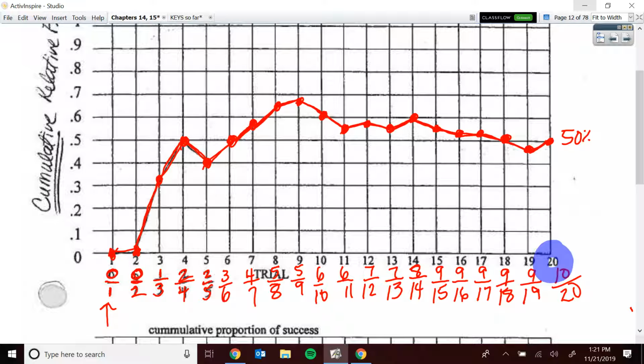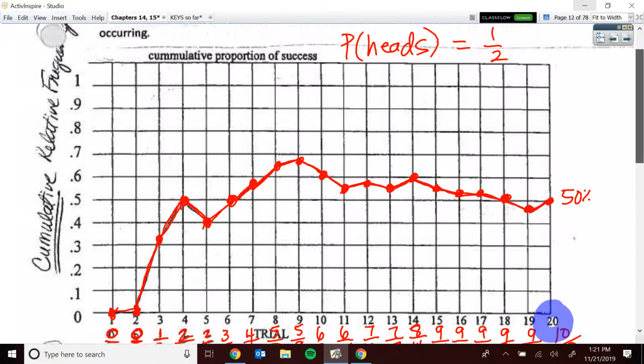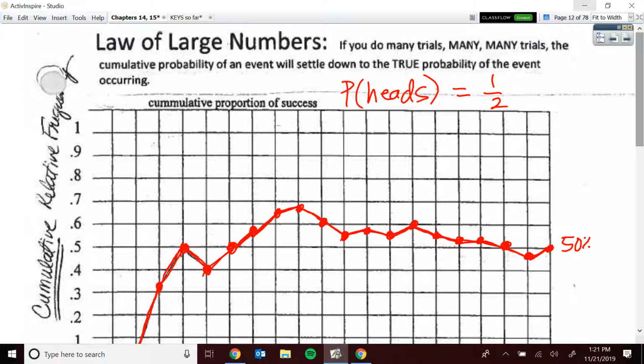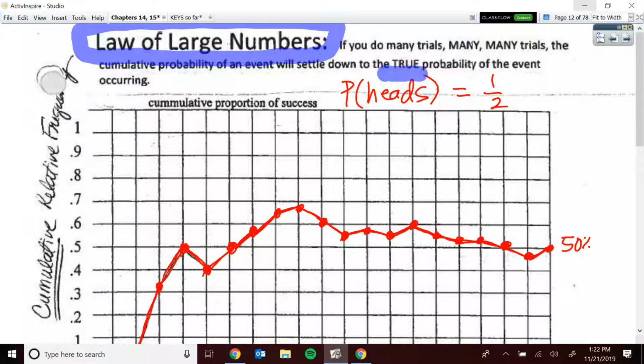But here's the idea, and you need to know this concept by name. Of course, we'll have a song of it by name. This is called the law of large numbers. The law of large numbers says that if you do many trials, hundreds and hundreds, and 20 is not many, then the cumulative probability will settle down to that true theoretical probability.